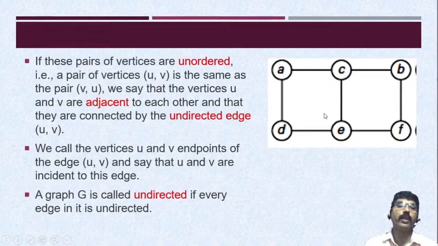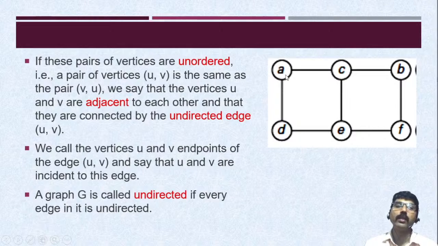Now consider the first one, called an undirected graph. What is the meaning of an undirected graph? If all the edges in the graph are undirected, then such a graph is called an undirected graph. So what is the meaning of undirected edges? Here if you consider this one as U and this one as V, the pair of vertices UV is the same as VU.